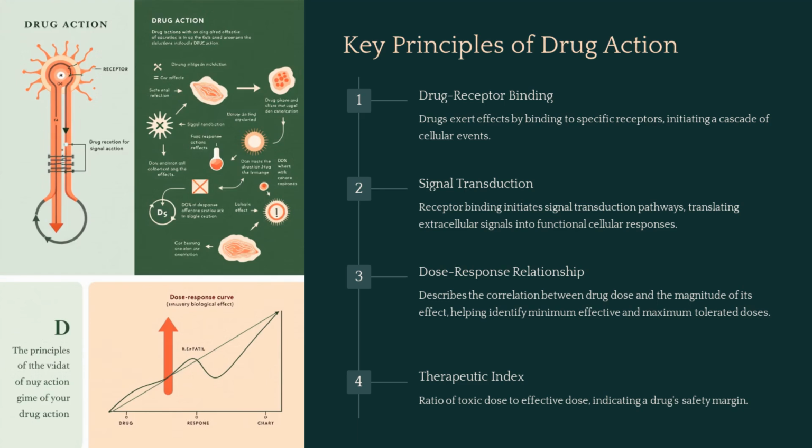Drug action principles include receptor binding, signal transduction, dose-response relationship, and therapeutic index. Drugs exert effects by binding to specific receptors, initiating signal transduction pathways, and producing cellular responses. Understanding these principles helps in determining the effective and safe dosage of drugs.